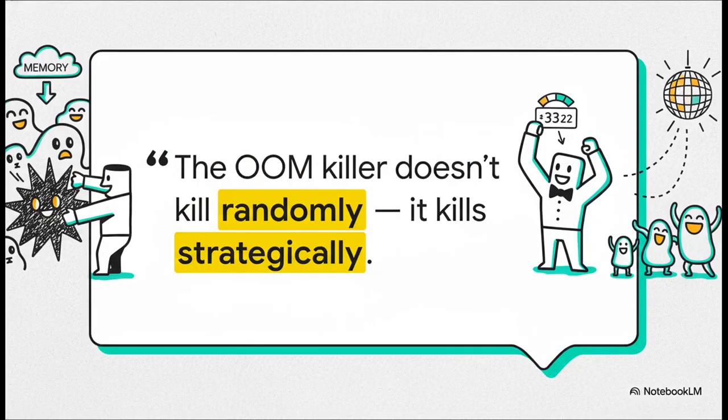You know, there's this myth that the OOM killer just picks a process at random and takes it out. That is not true at all. It actually runs a pretty sophisticated algorithm to figure out the best process to terminate. It's less like a random mugging and more like a nightclub bouncer who has to remove the one person causing the most trouble to save the party for everyone else.